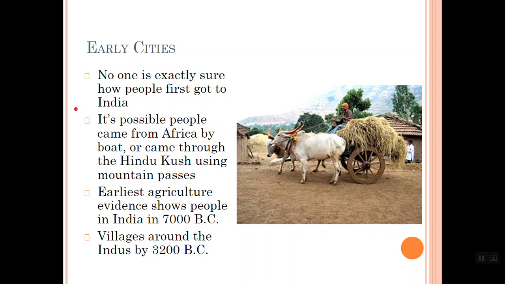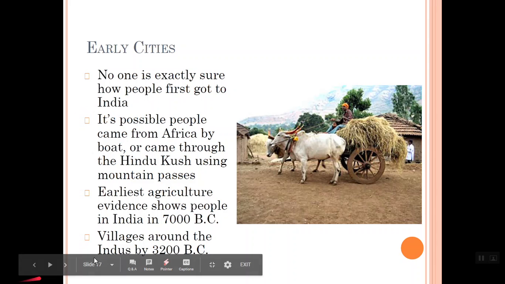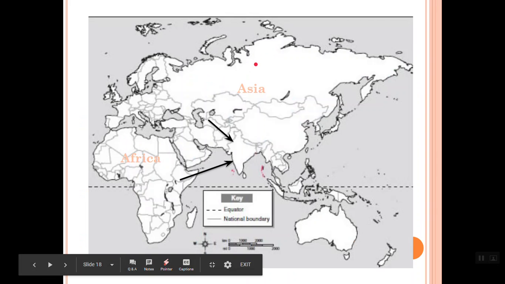All right, so no one is exactly sure how people first got to India. It's possible people came from Africa by boat or came through the Hindu Kush using the mountain passes. Earliest agricultural evidence shows people in India in 7000 BC. Okay, that's BCE, before the Common Era. Villages around the Indus by 3200 BCE.